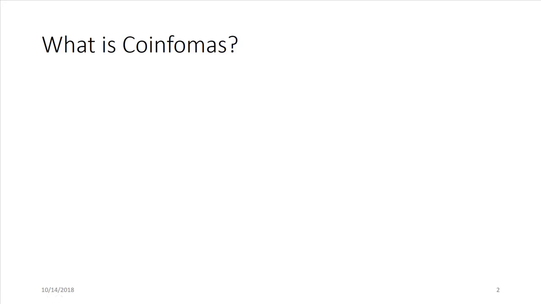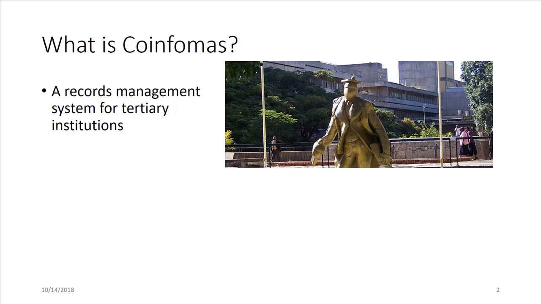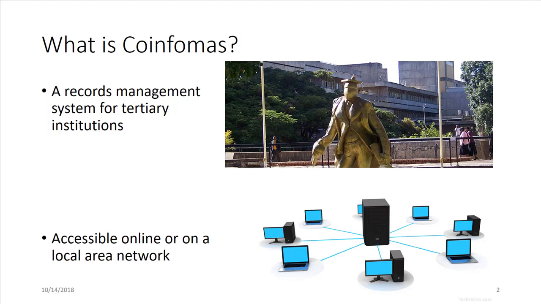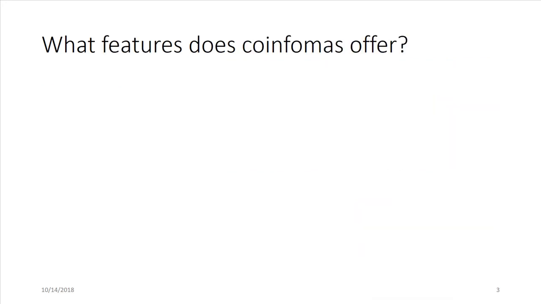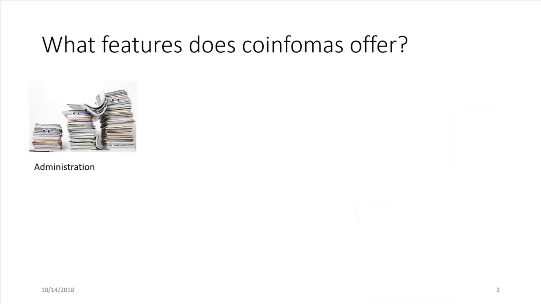What is Coinfomas? Well, Coinfomas is a records management system primarily for tertiary institutions. And this can be hosted online, or it can actually be made accessible through a local area network. Now, what features does Coinfomas have, or what features does it offer?